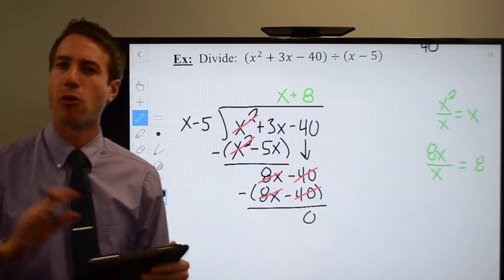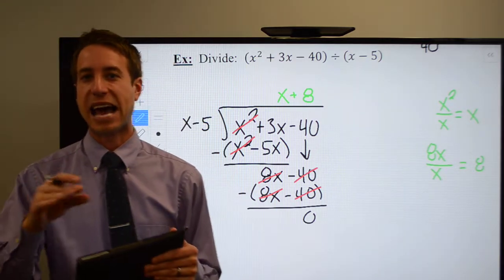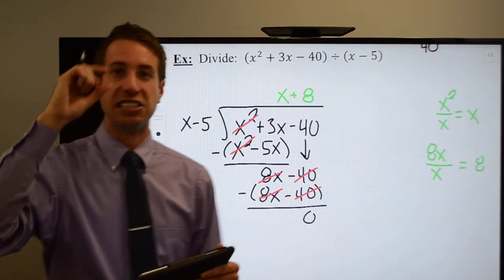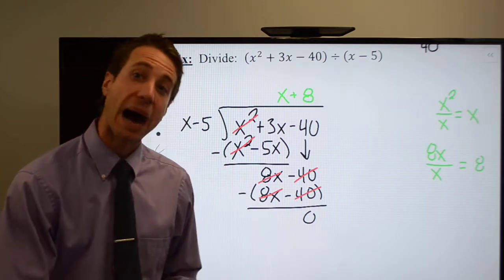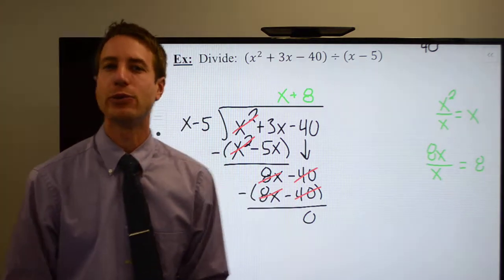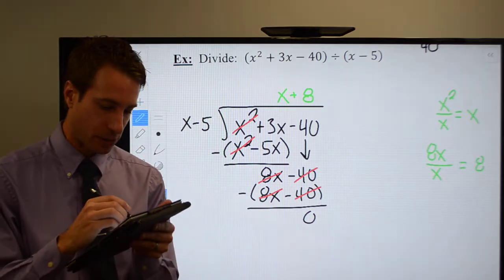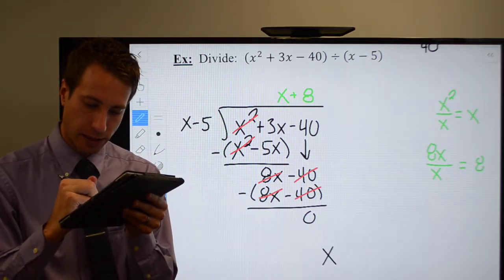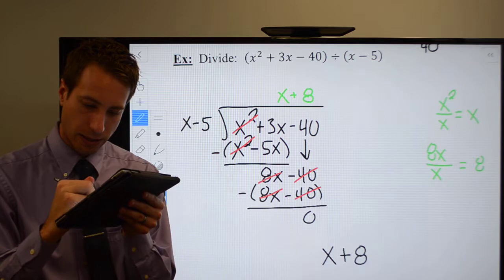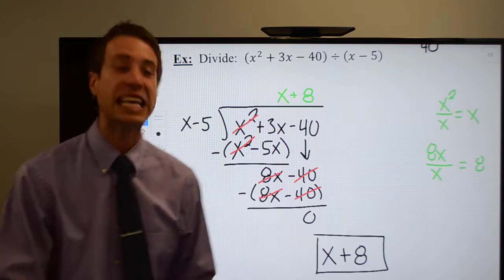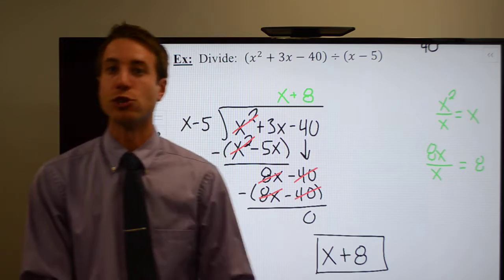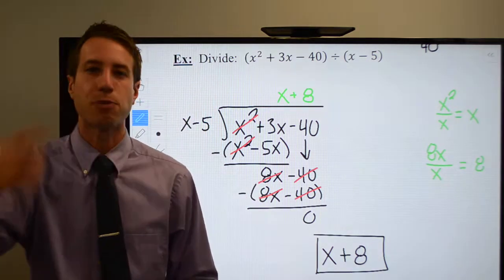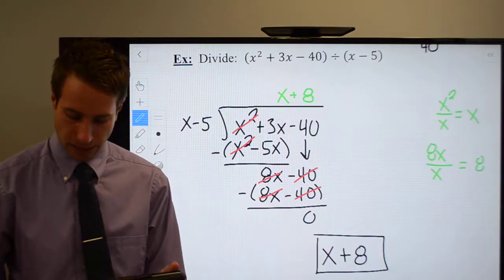Now, remember, a remainder of 0 just simply means that your dividend is evenly divisible by the divisor. It means they go into each other an even number of times. So, your final answer is x plus 8. There is no remainder. Right? Again, we're just using that 4-step process. You keep repeating it until you run out of things to bring down.